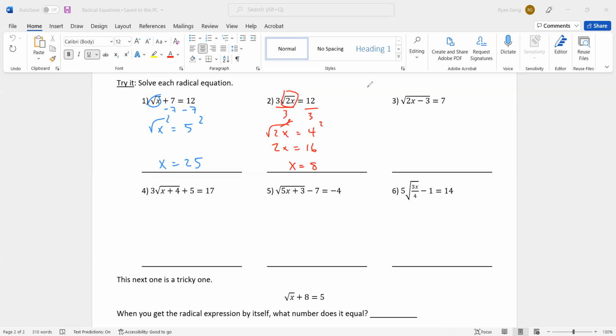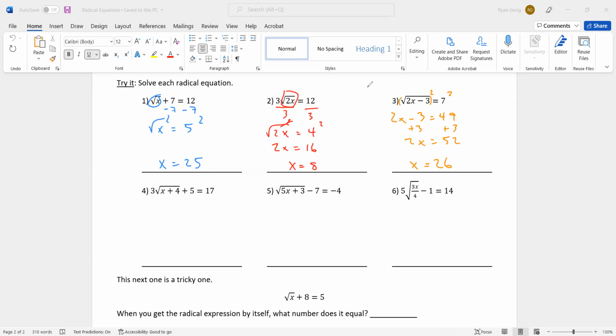Next one, the radical expression is actually already by itself here. Don't have to move anything. I'm going to square both sides, and I'm going to get 2x minus 3 equals 49. Now I just got to get x by itself, add 3. 52 divided by 2, x equals 26.